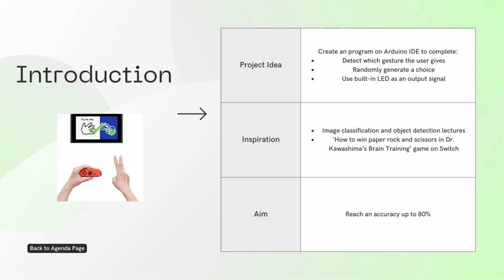The inspiration of this project comes from the image classification and object detection topics during lectures, and also from how to win paper, rock, and scissors in Dr. Kawashima's brain training game on Switch. The aim of this project is to build a model that can reach an accuracy of up to 80%.